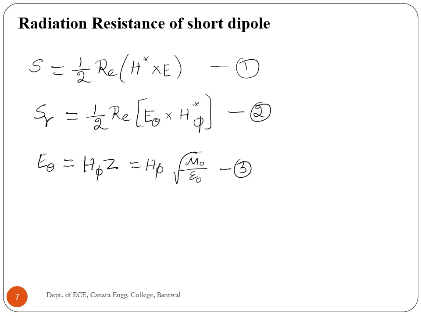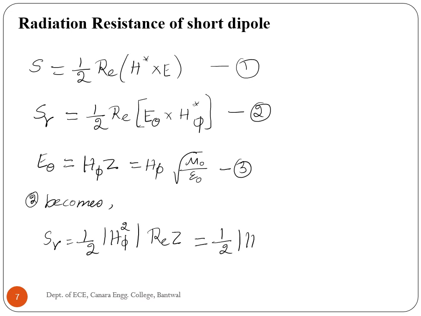Thus, equation 2 becomes S r equal to half H phi square into Z, which is equal to half H phi square into root of mu naught divided by epsilon naught.